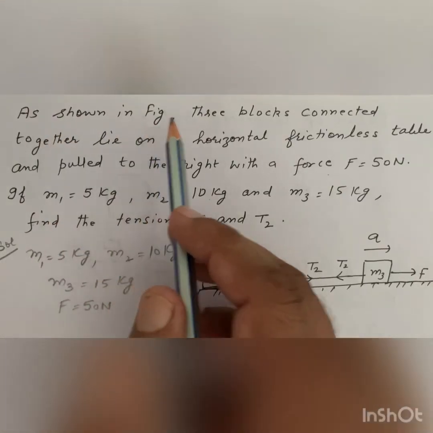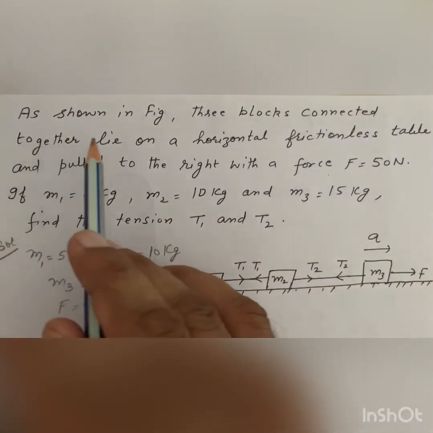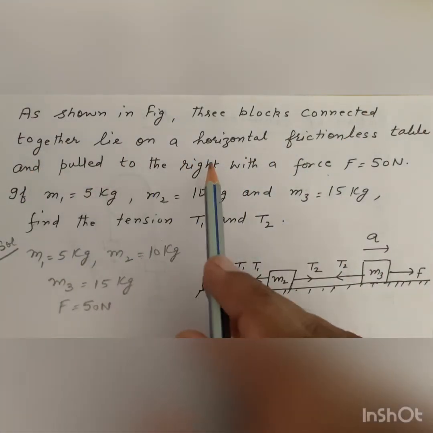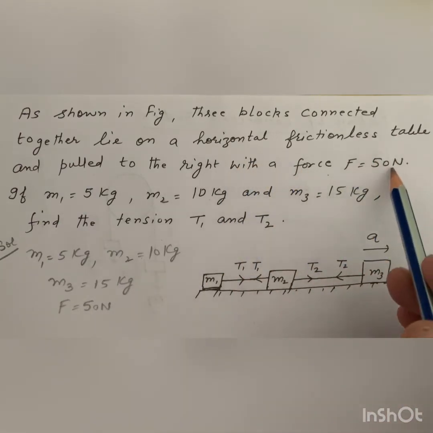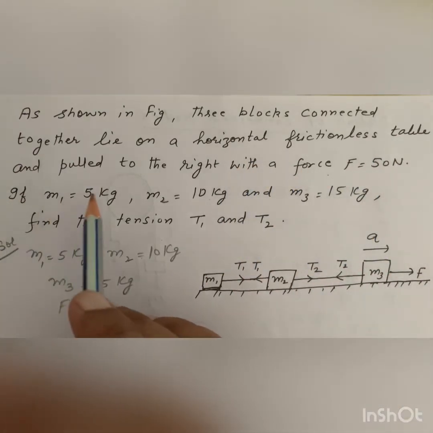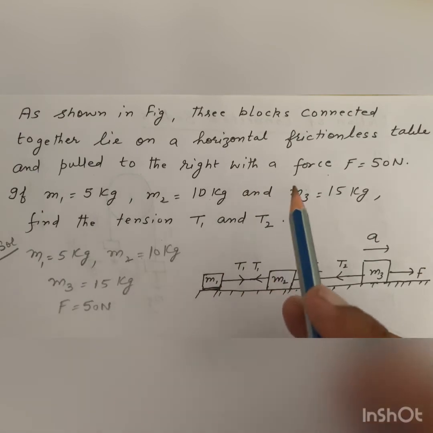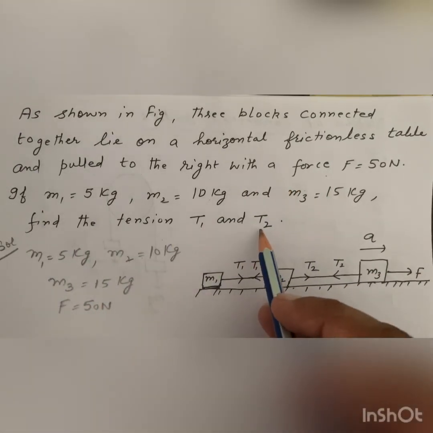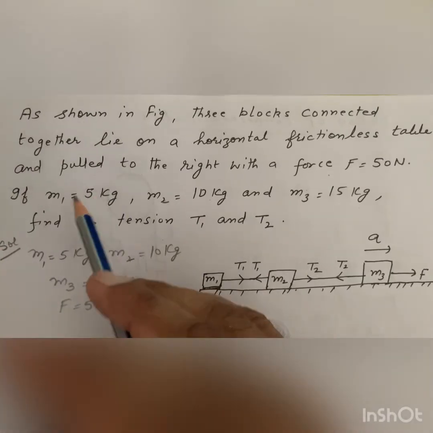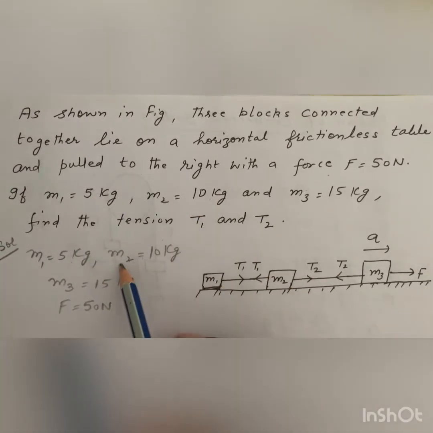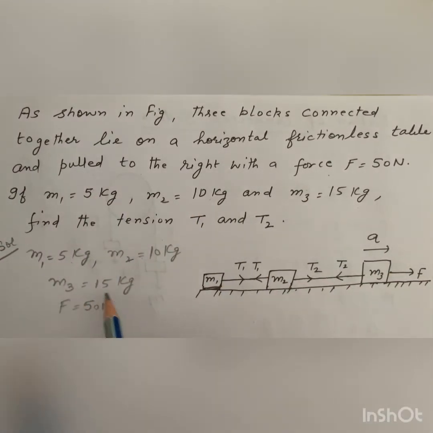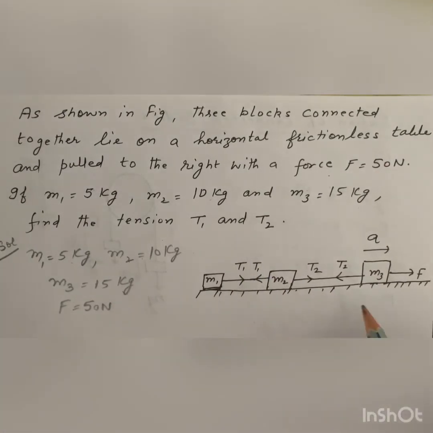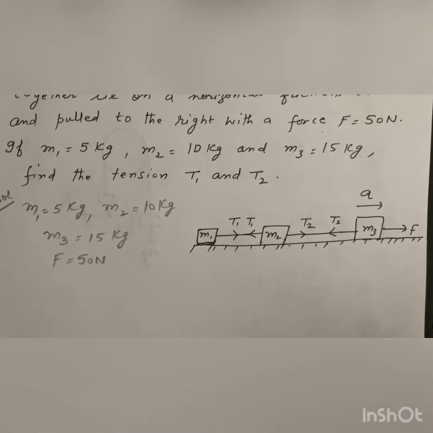As shown in the figure, three bodies connected together lie on a horizontal frictionless table and are pulled to the right with a force F equal to 50 Newton. If M1 is 5 kg, M2 is 10 kg and M3 is 15 kg, find the tensions T1 and T2. Solution: M1 is given as 5 kg, M2 10 kg, M3 15 kg, and force 50 Newton is given. This diagram is given here.